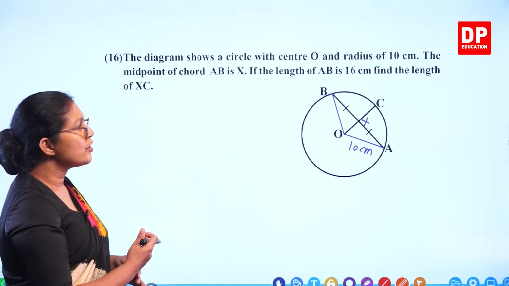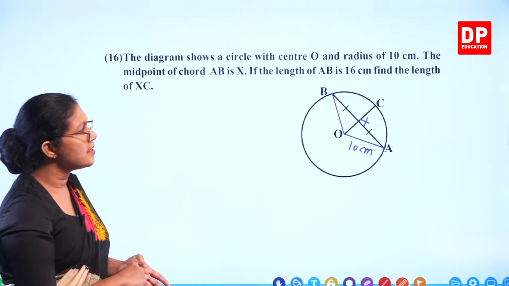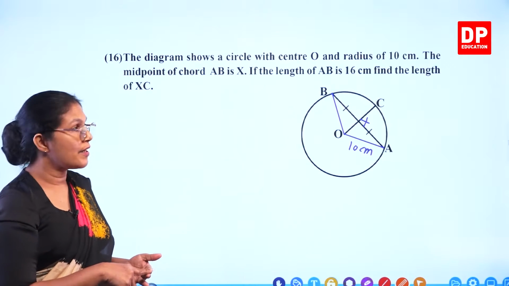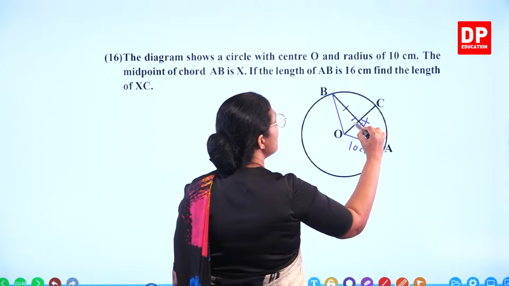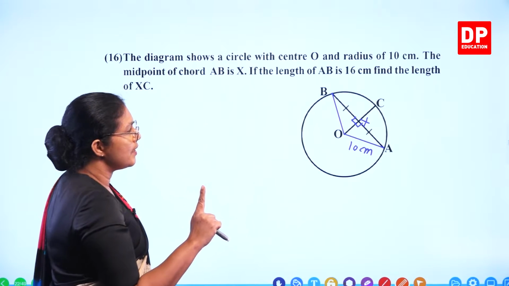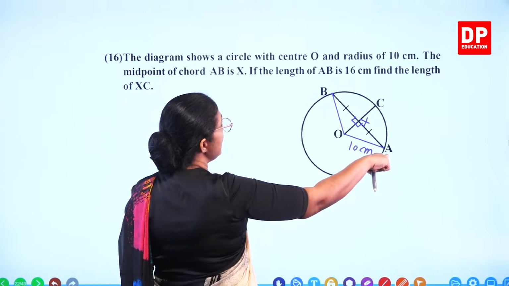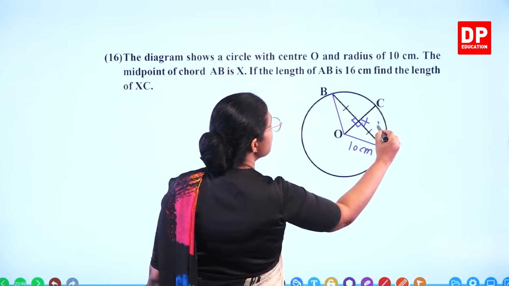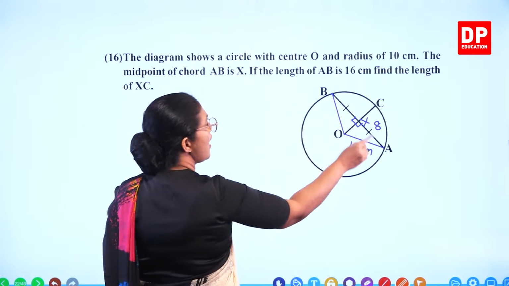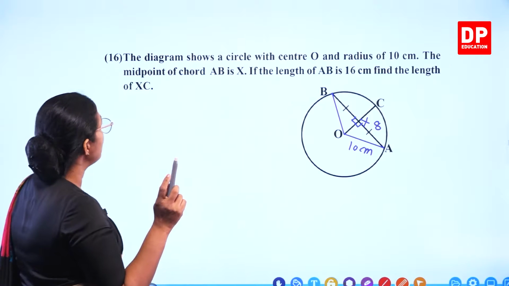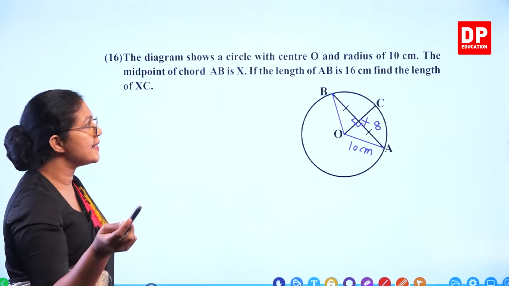What do you know about chord theorem? When you connect the center to the midpoint of the chord, the line is perpendicular to the chord. That's chord theorem. But we know this whole thing is 16, so one part is 8. So using the small right angle triangle, you can find out the length OX first. You want to find XC.